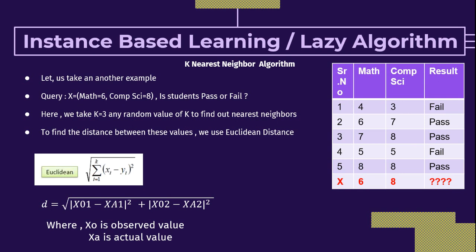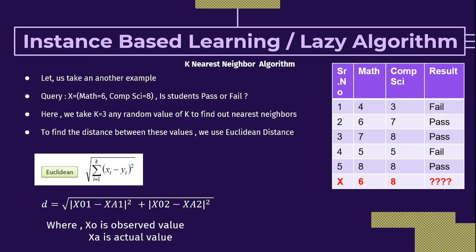You can simplify it. D, the Euclidean distance, is equal to the square root of (x01 minus xa1) whole square plus (x02 minus xa2) whole square, where x0 is my observed value, whereas xa is my actual value.